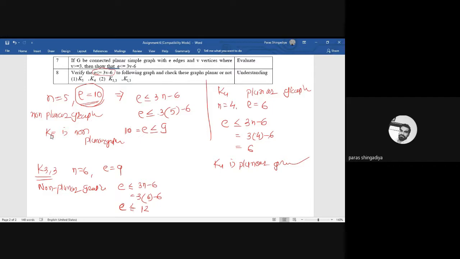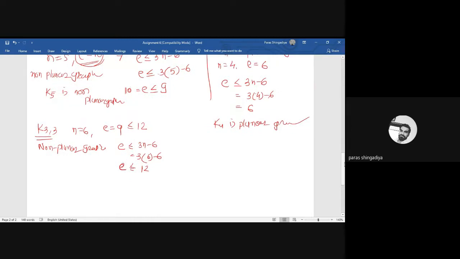There are 9 edges, and that is less than 12 also. 9 is less than 12, but yet it is non-planar. So here we get a contradiction. This condition is a necessary condition, but not a sufficient condition.